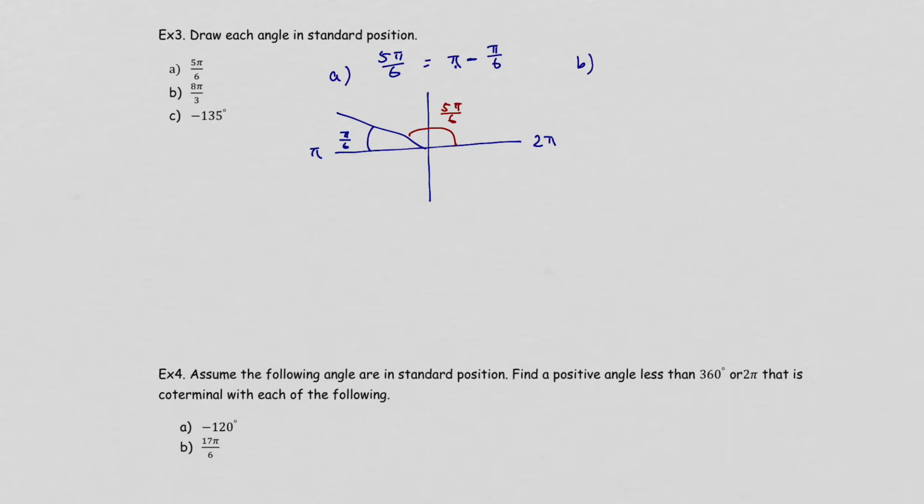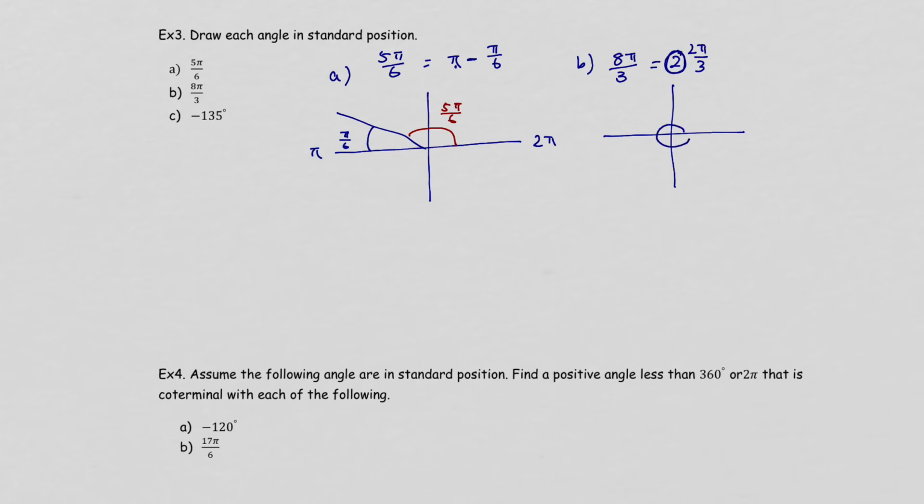What about if you have 8 pi over 3? If the numerator is way bigger, what I like to do is convert it into a mixed fraction. This gives you 2 and 2 pi over 3. This means you have the whole circle, right? So this 2 right here is going to be 2 pi. You have a whole circle.